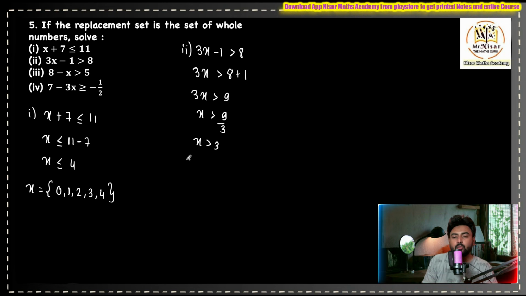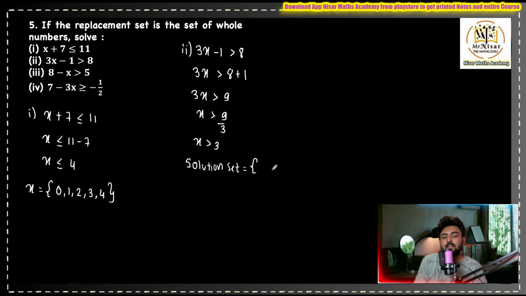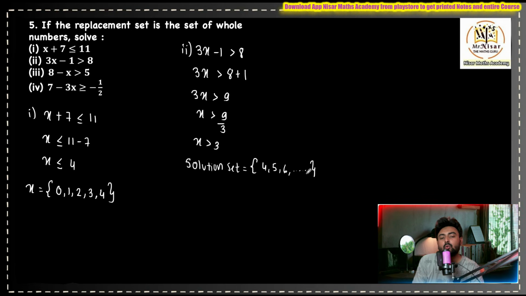So your solution set will be, you can say, the values of x can be x is greater than 3. So your solution set will be the values which are greater than 3, they are 4, 5, 6 and so on. So this is your answer. Very simple questions they are.